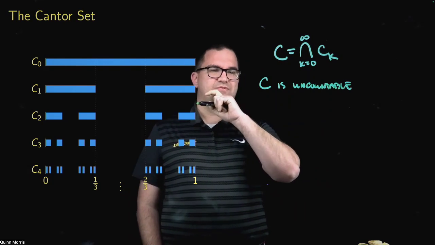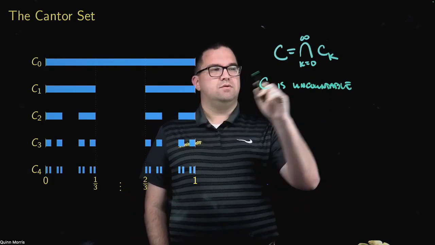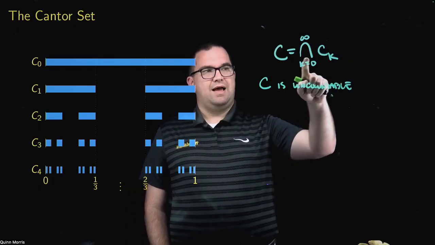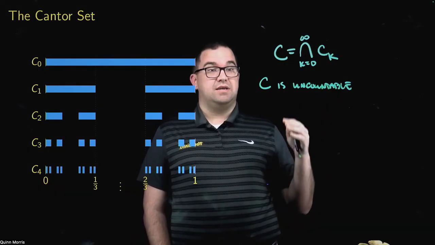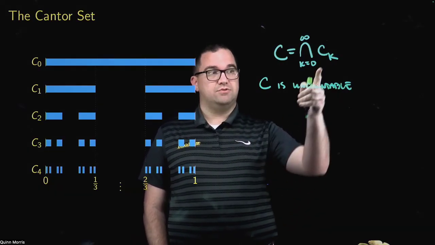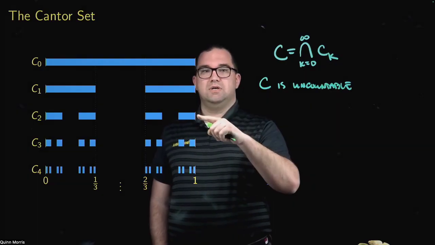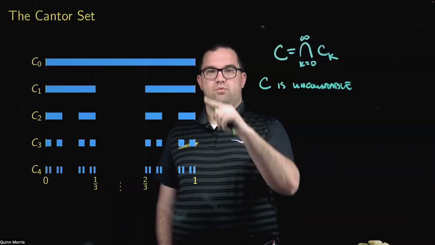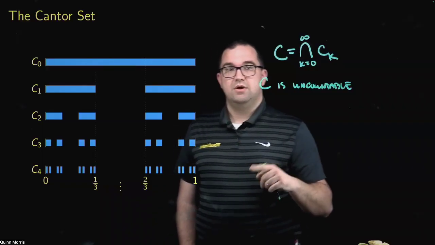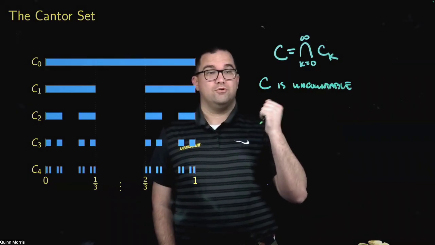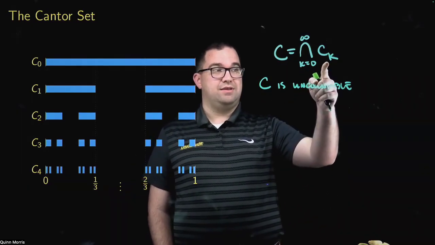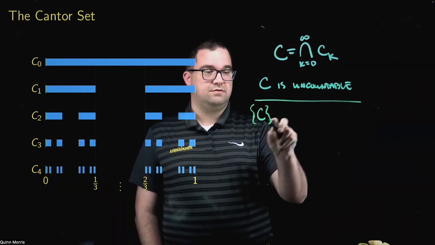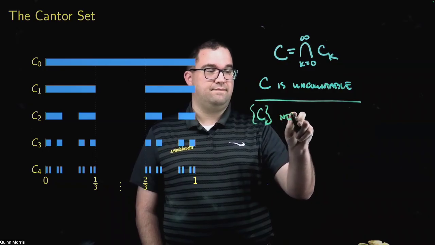Now, when you look at this, the first thing you might say is, well, I have each of these C_k, and I have a countable intersection. Can I use my continuity theorem? Well, let's ask ourselves, are the C_k nested? Well, sure. C_2 is a subset of C_1, C_3 is a subset of C_2, because we define this by removing middle thirds, right? It is necessary that the C_k are nested. Okay, so we can check that the C_k are nested.